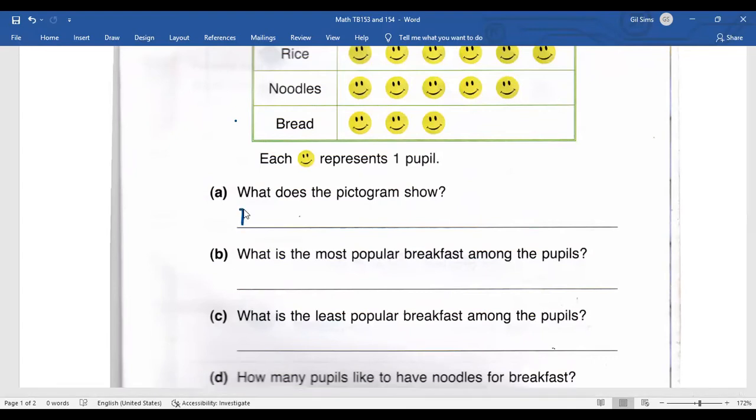It shows favourite breakfasts. When do we have breakfast? In the morning. Before we come to school, we have breakfast.